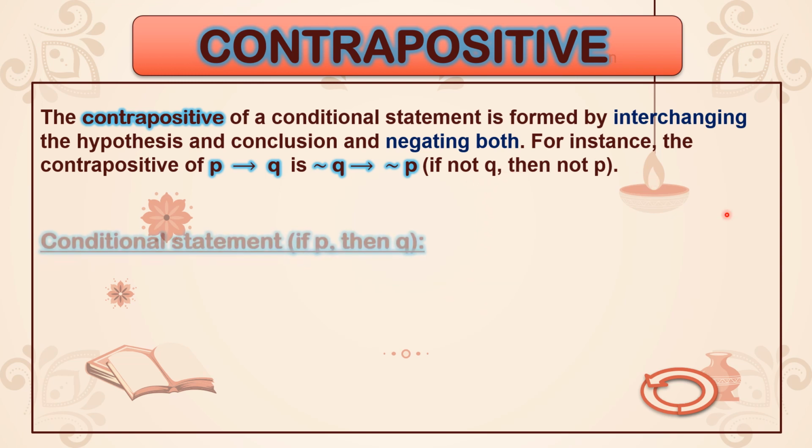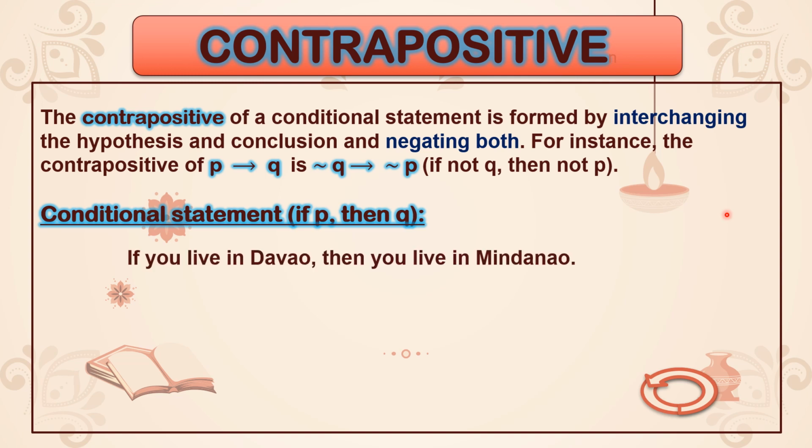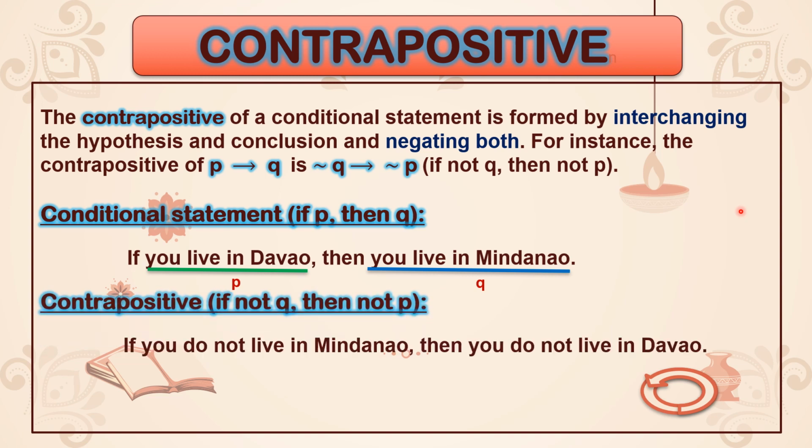Okay, for example, conditional statement, if you live in Davao, then you live in Mindanao. So, ano ang ating hypothesis? You live in Davao. So, kapag conclusion, you live in Mindanao. Okay, kapag ginawa po natin siyang contrapositive, ito na po yung magiging statement niya. If you do not live in Mindanao, then you do not live in Davao.